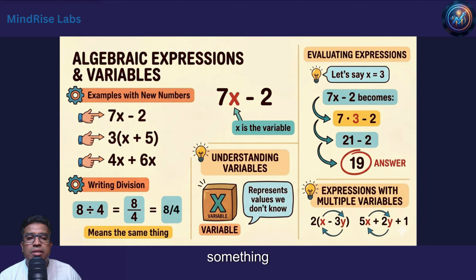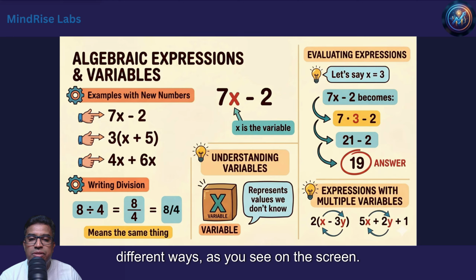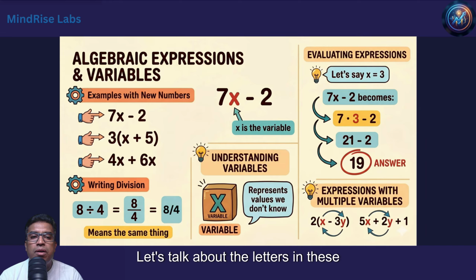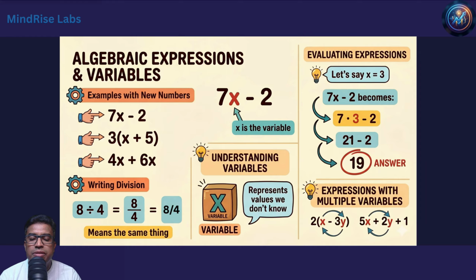Now here, something small but useful. Division can actually be written in different ways, as you see on the screen. For example, 8 divided by 4 can be written as 8, the division symbol, and number 4, or as a fraction 8 over 4, or simply 8/4. They all mean the same thing. You getting it, right?